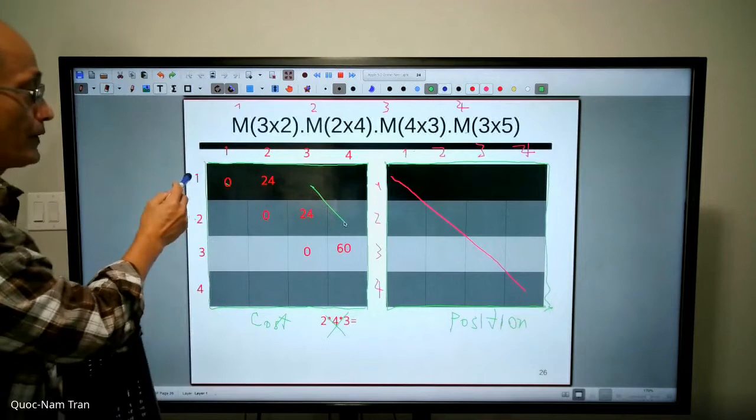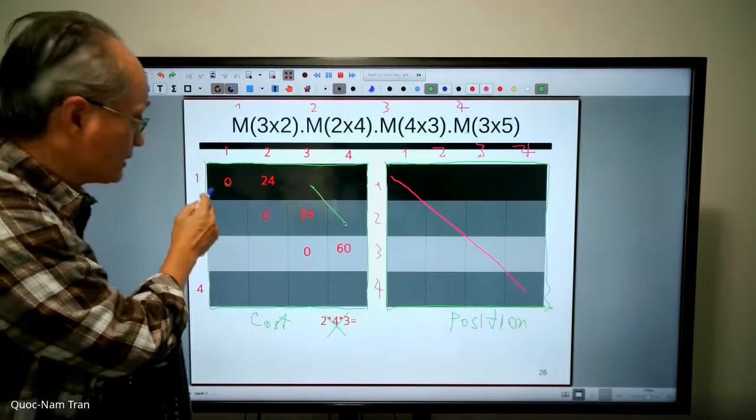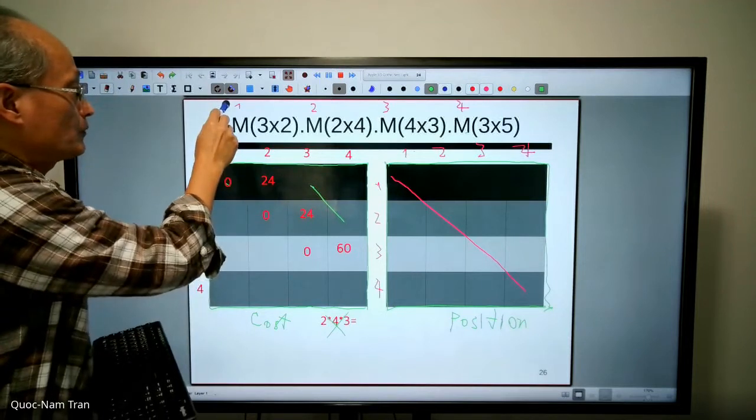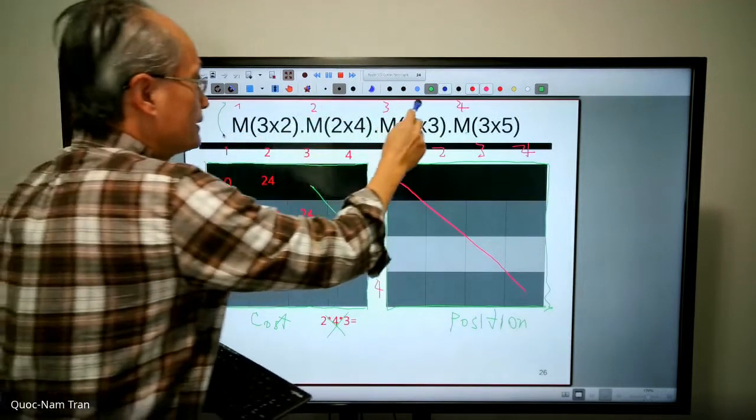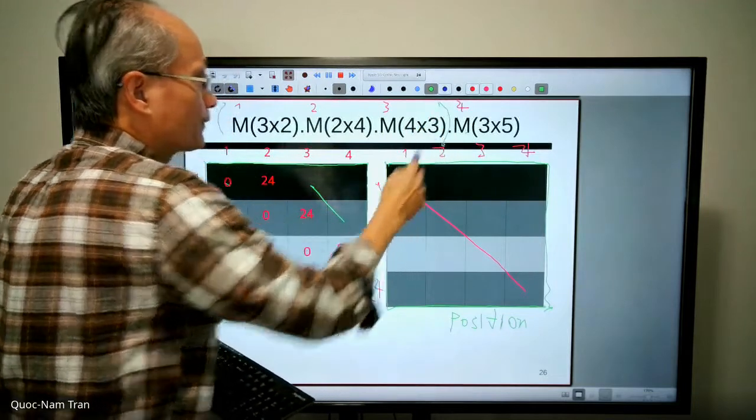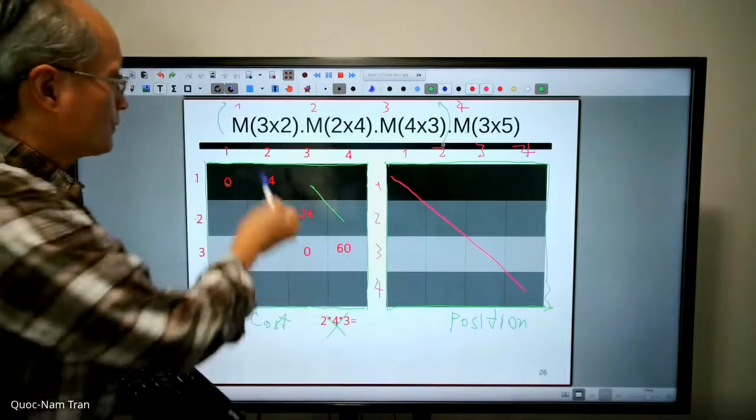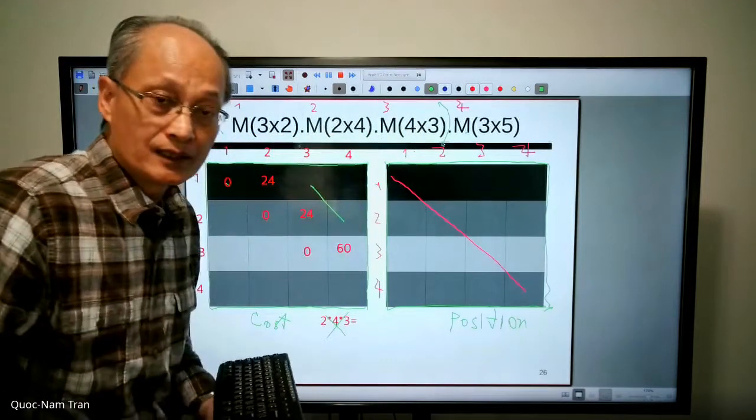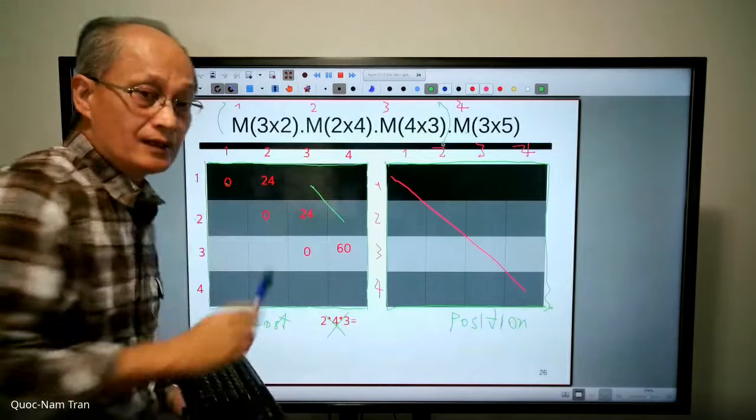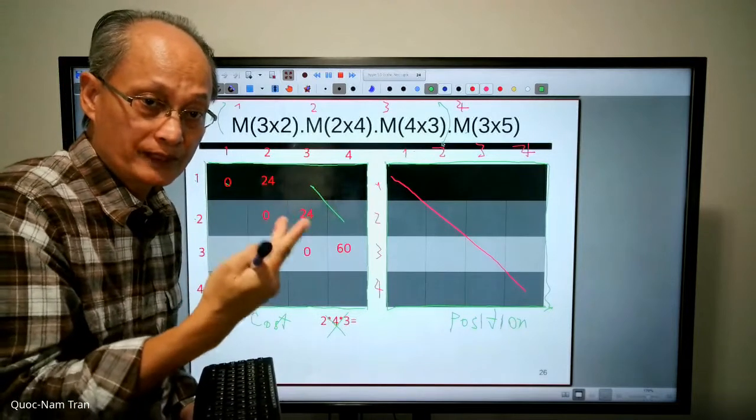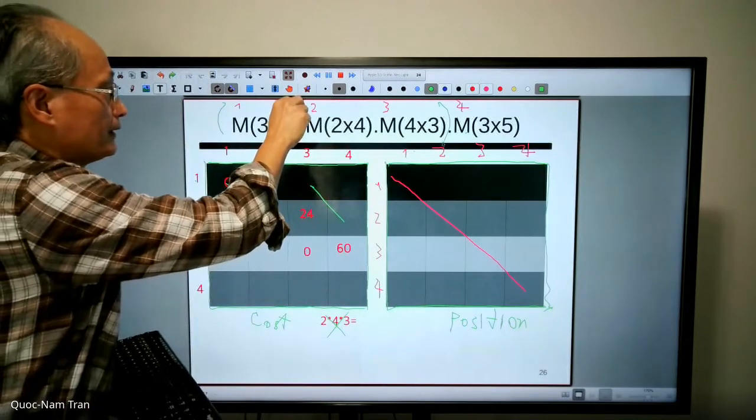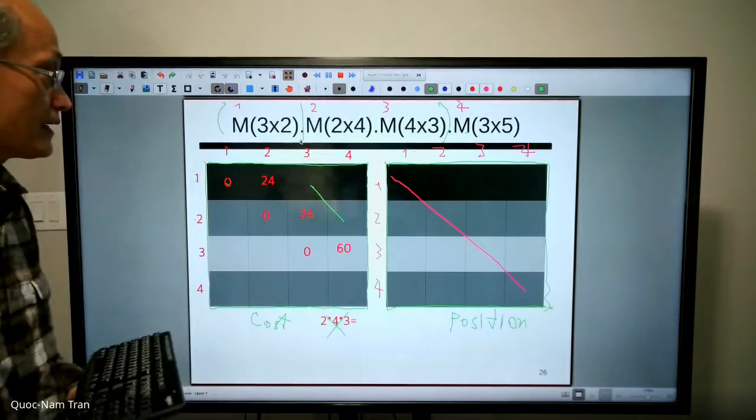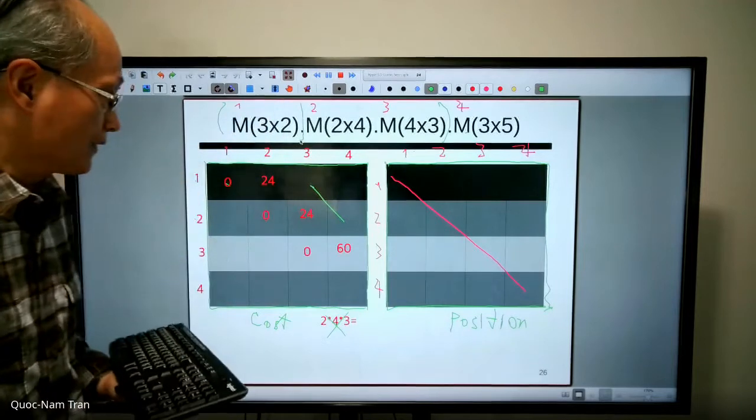Now we want to know the cost for multiplying from 1 to 3. Remember that 1 is here and 3 is here. So what would be the minimum cost for multiplying these three matrices? With three matrices, we have two different ways to break the sequence. One is here, right? So if we break it here, what is the cost?